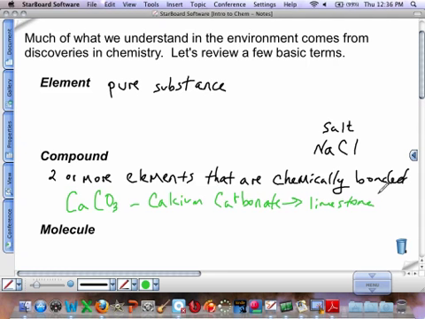Here's another piece of limestone. What do you guys notice stuck inside here? It's a lot easier to see the shells in here. All right, so that's calcium carbonate. That's a compound. Two or more elements that are chemically bonded together. All right, the next thing I want to talk about is something called a molecule. So what is a molecule?